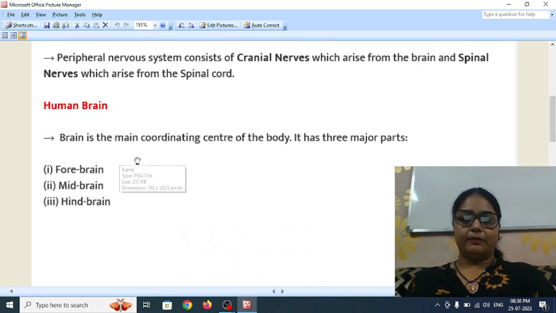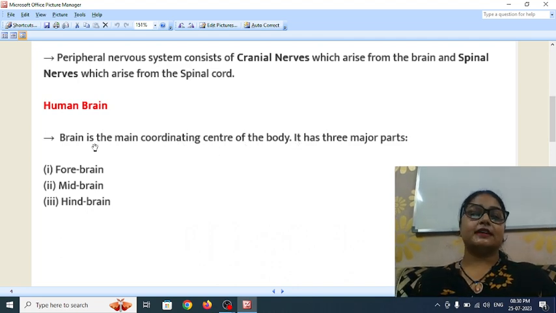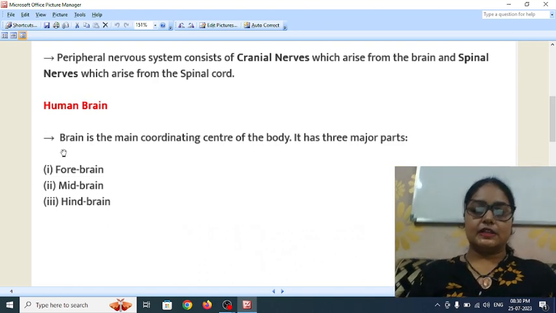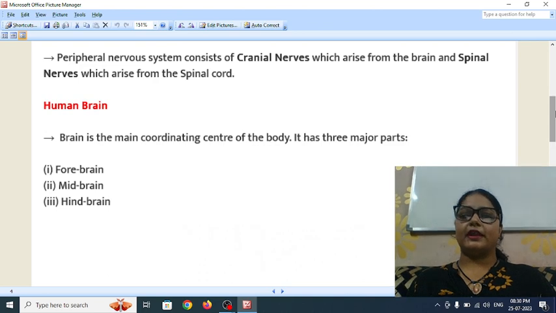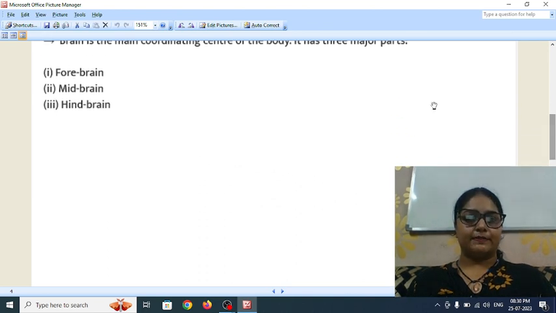And now the human brain. As you know, the human brain is the main coordinating center of the body. It means it is basically responsible for the work of the whole body. Now our brain is divided into three parts: forebrain, midbrain, and hindbrain.